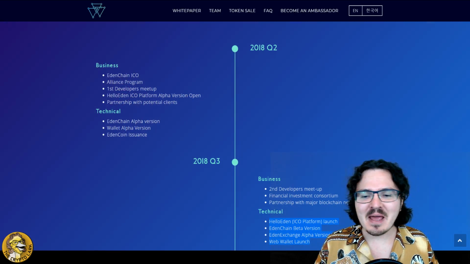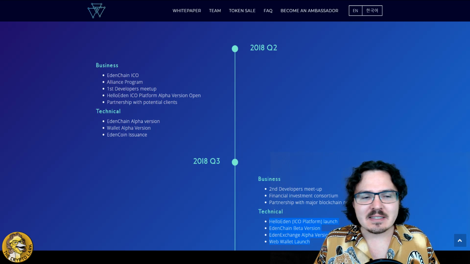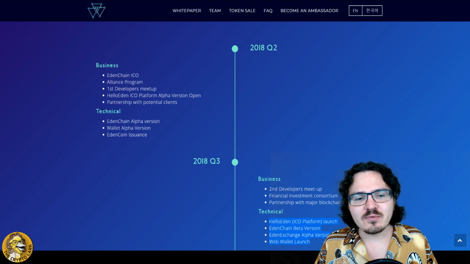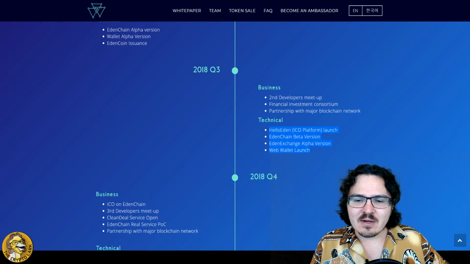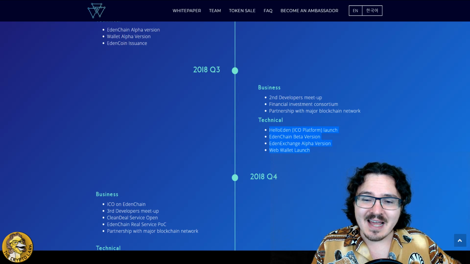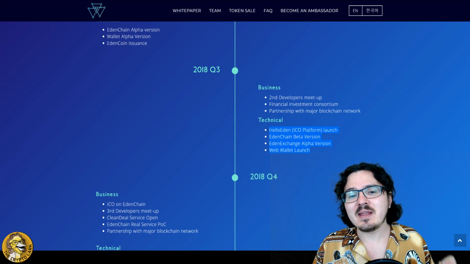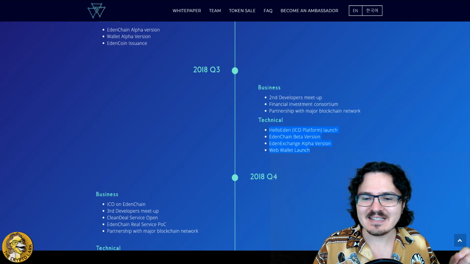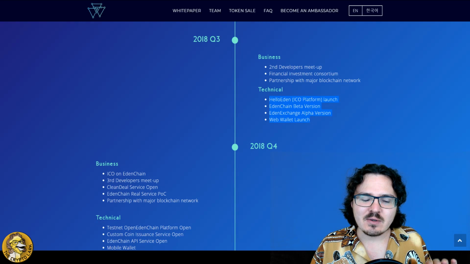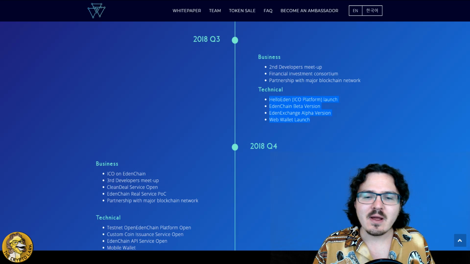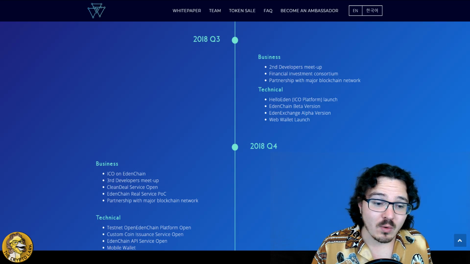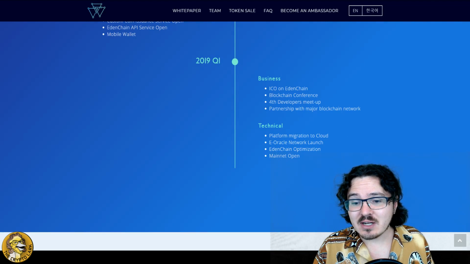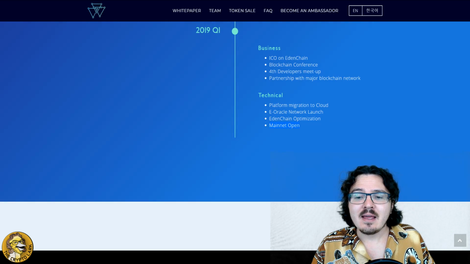Let's have a look at the roadmap here. If we jump into the details, we can see a lot of its business and technical focus. The technical focus in particular, I want to point out, because what we're going to see as the year develops is, for example, the Hello Eden ICO platform launch happening in quarter three of this year, seeing the first ICOs then coming quarter four of this year. But I think it's really important to point out that we're only going to see a beta version in quarter three of EdenChain, and we're not actually going to see the mainnet of EdenChain until quarter one of 2019.